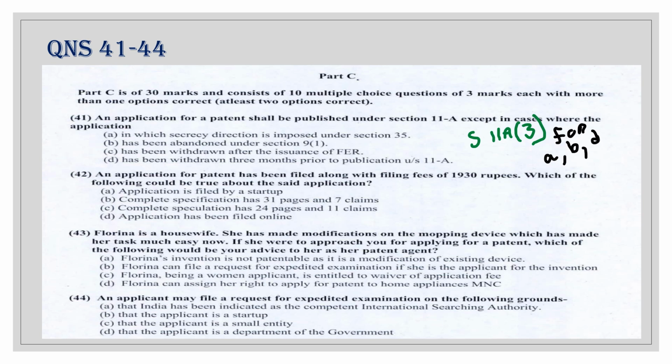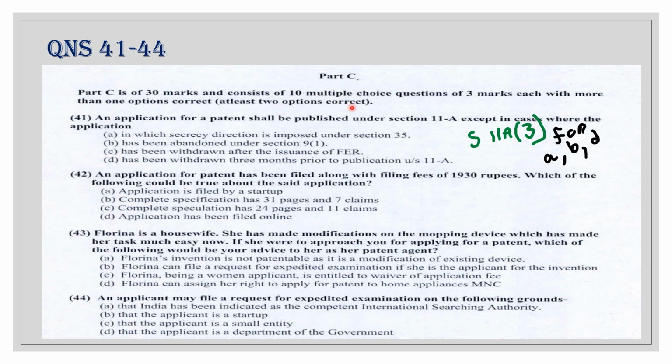Sorry, actually I will read it. Part C is of 30 marks and consists of 10 multiple choice questions of 3 marks each with more than one option correct. That means, as I have explained about MSQs, at least 2 options are correct. One option cannot be correct here. Just keep it in your mind that only one option cannot be correct. Minimum should be 2 options and maximum can be 4 options.